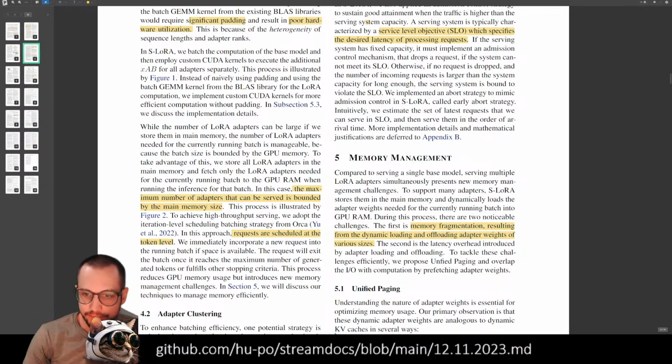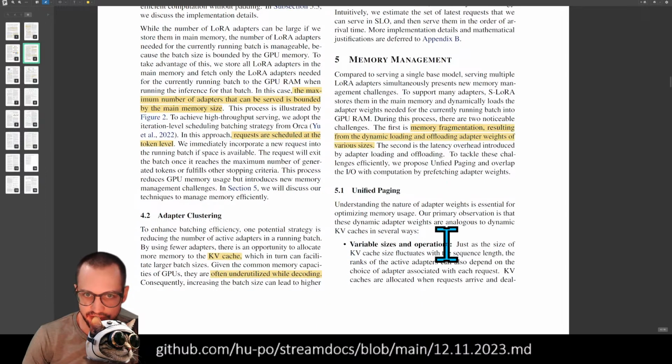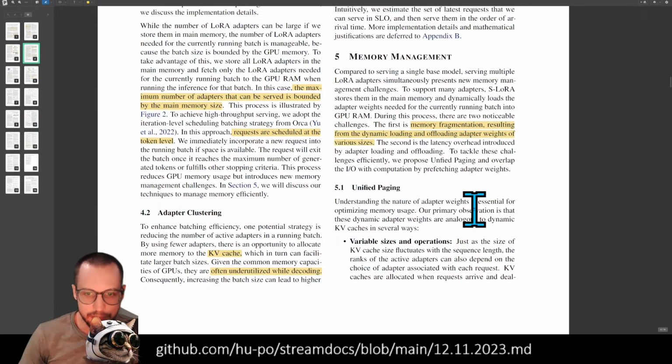Okay. Second is latency overhead, and so on. To tackle these challenges, they propose unified paging. What is unified paging? Understanding the nature of adapter weights is essential for optimizing memory usage. Our primary observation is that these dynamic adapter weights are analogous to dynamic KV caches in several ways. Variable size and operations, just as the KV cache size fluctuates with the sequence length. Okay, what does that mean?